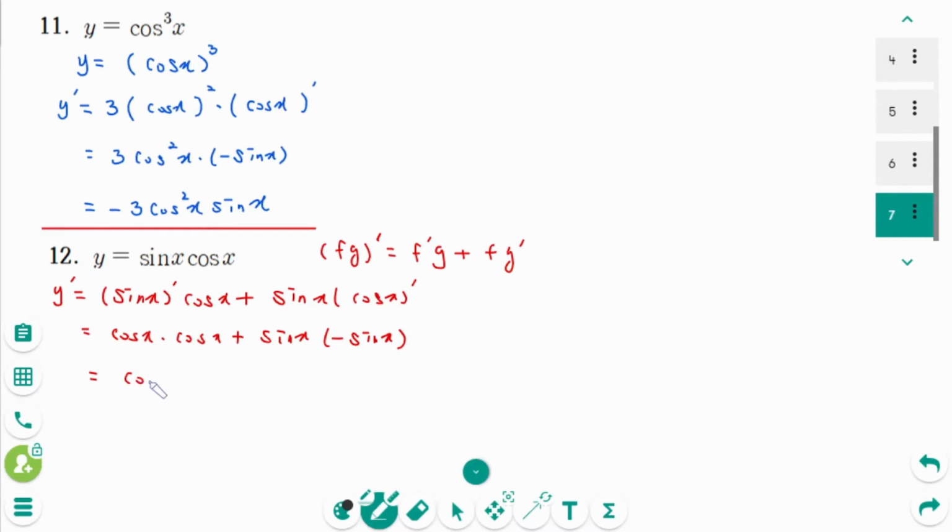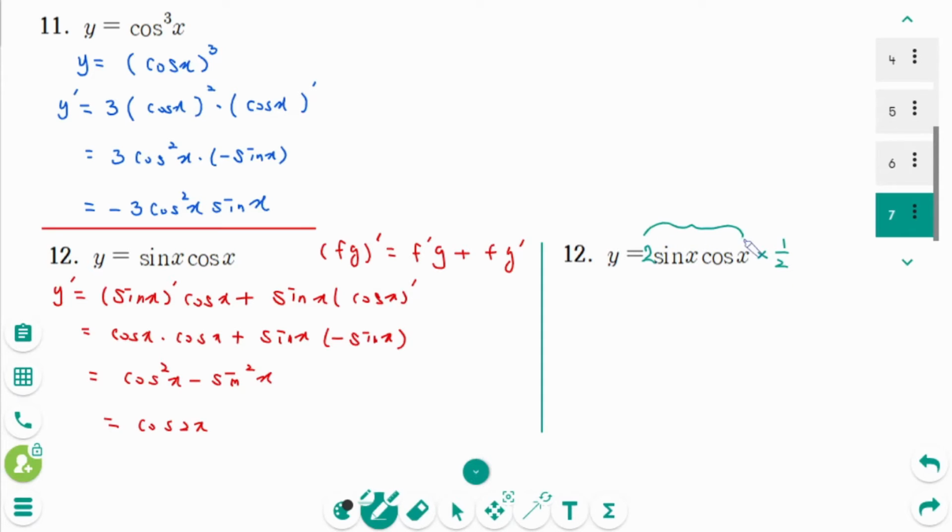Then cosine squared x minus sine squared x, which is cosine 2x. Or we can rewrite as times 2 divided by 2. Then this part is sine 2x. So y equals 1 over 2 sine 2x.